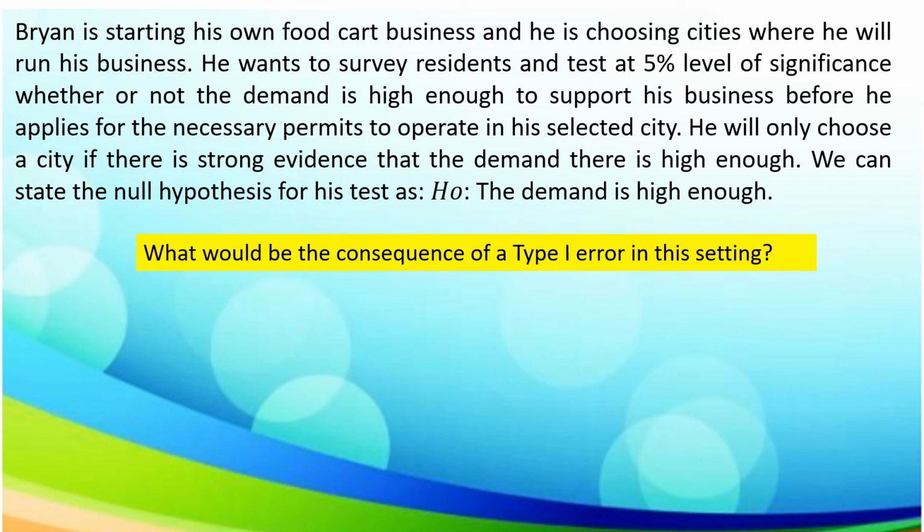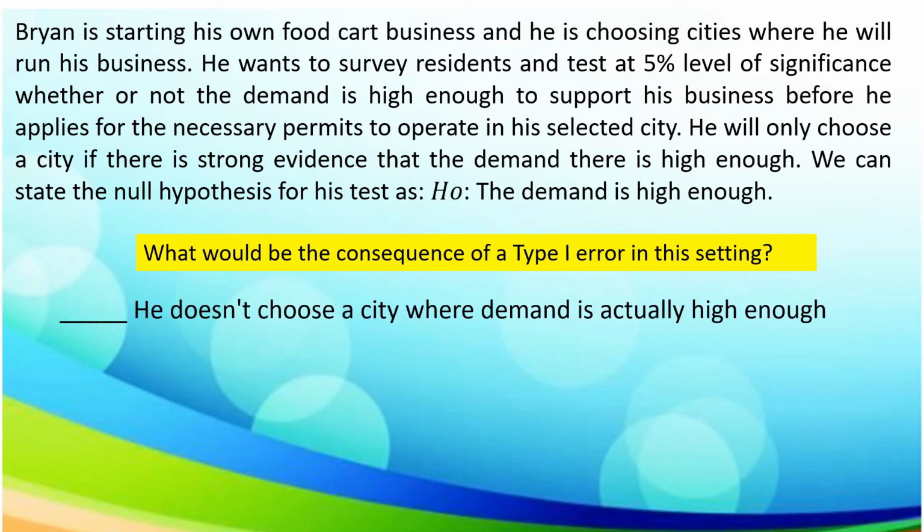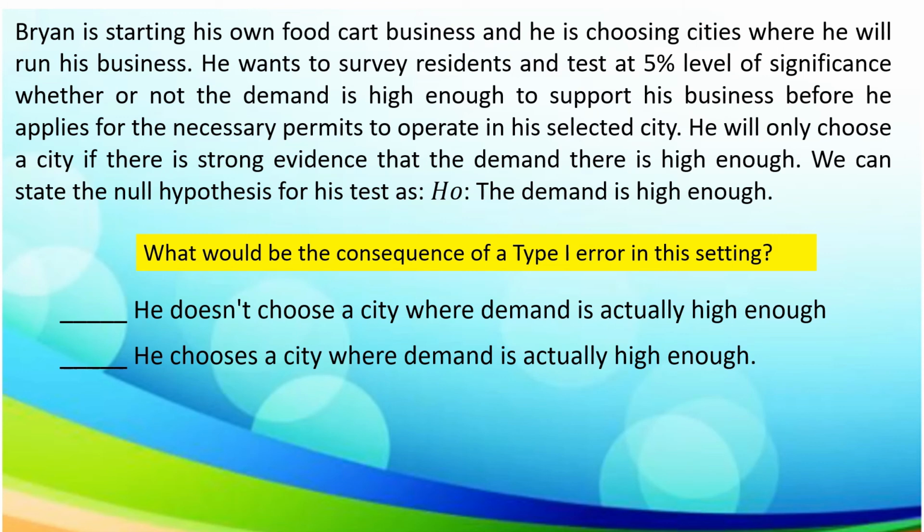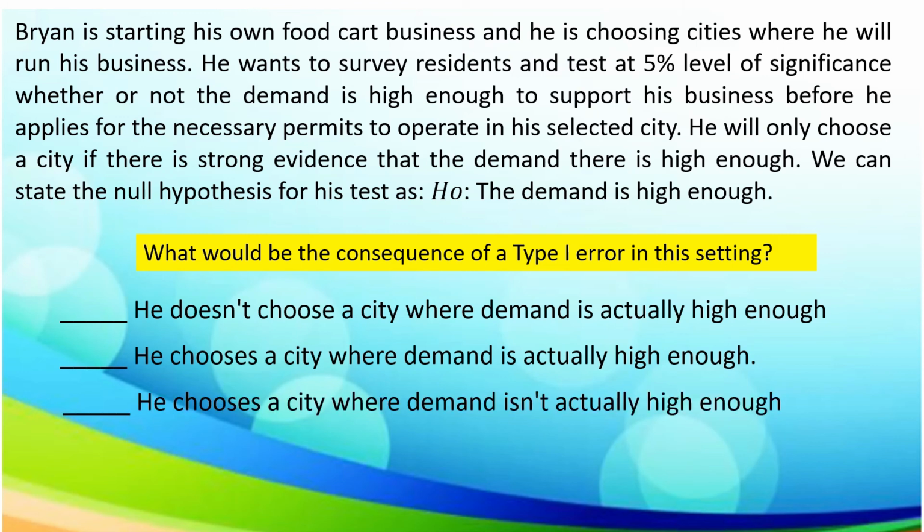What would be the consequence of a type 1 error in this setting? Given the following statements: he doesn't choose a city where demand is actually high enough; he chooses a city where demand is actually high enough; he chooses a city where demand isn't actually high enough. Remember, our null hypothesis is the demand is high enough. And the type 1 error shows that the given null hypothesis is true but not accepted. Therefore, the statement that shows a type 1 error is number 1, he doesn't choose a city where demand is actually high enough.